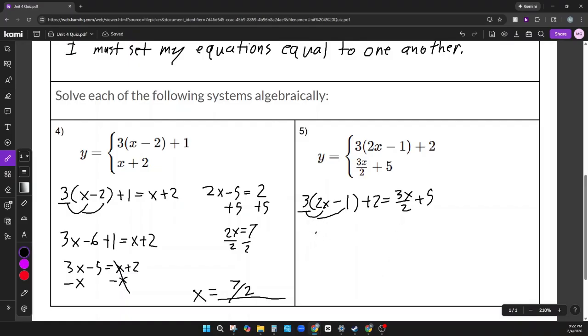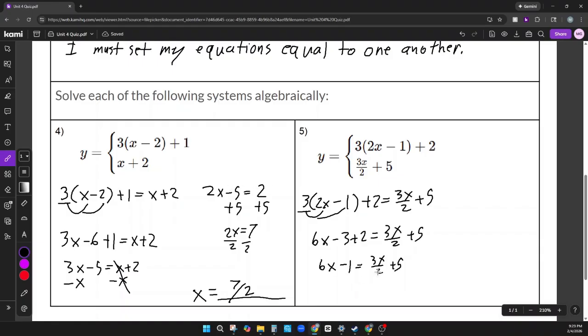So I'm going to make this 6x minus 3 plus 2 is equal to 3x over 2 plus 5. And I'm going to have 6x, negative 3 plus 2 is negative 1, is equal to 3x over 2 plus 5. So I'm breaking my rule a little bit from number 2. I'm not dealing with my fraction first. However, you'll notice all the steps that I took did not affect my fraction at all. So I'm still avoiding working with my fraction, but now at this point, I can't really do anything else until I deal with that fraction.